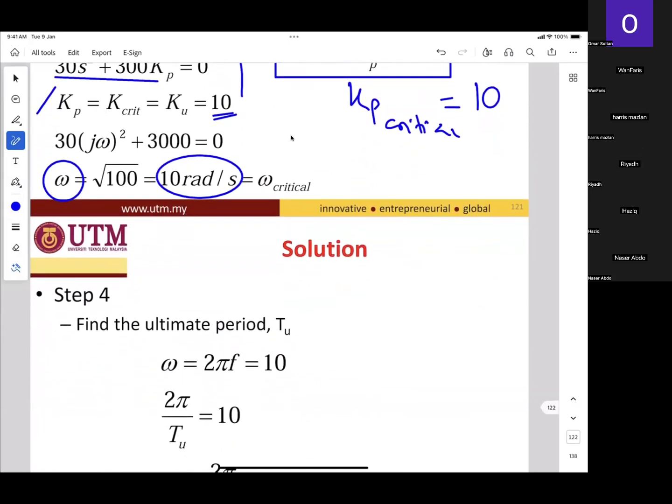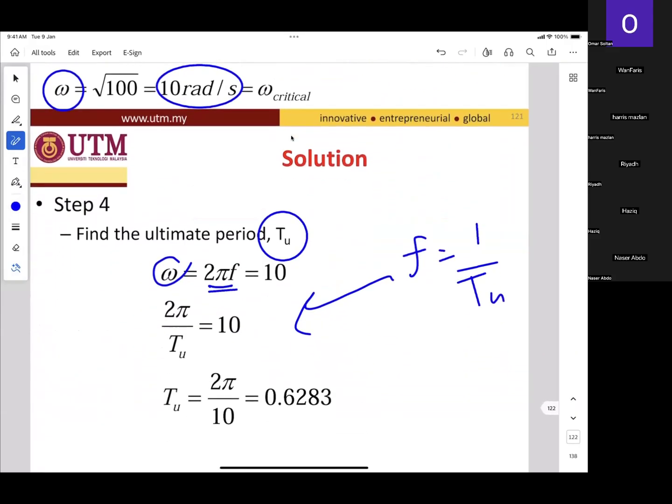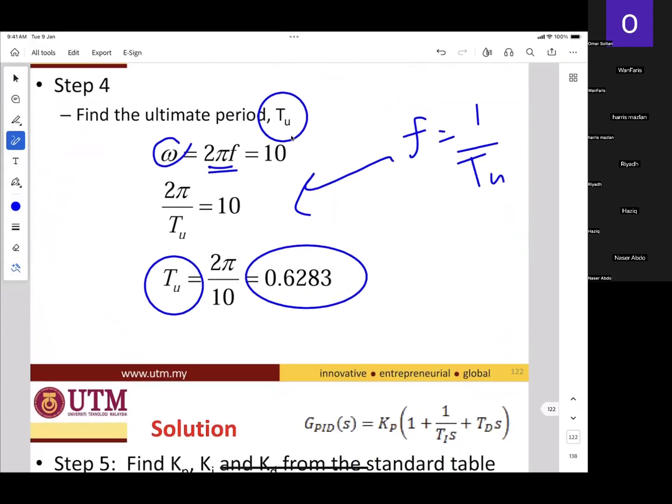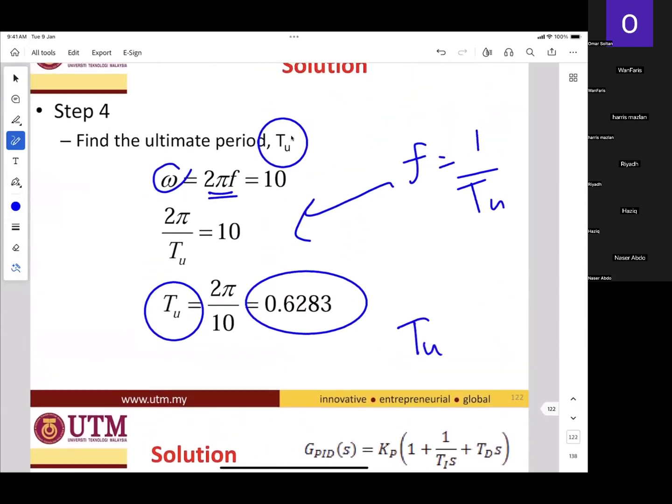Okay, so now find the ultimate period Tu. Tu actually comes from omega equal to 2 pi f equal to 10. So f is equal to 1 over Tu. So that's why you get 2 pi over Tu. Then you rearrange the equation. Tu is equal to 0.6283. Okay. And then you already find the Tu.